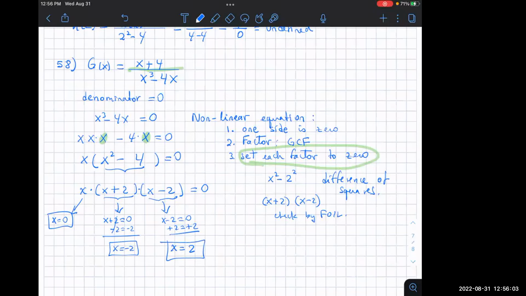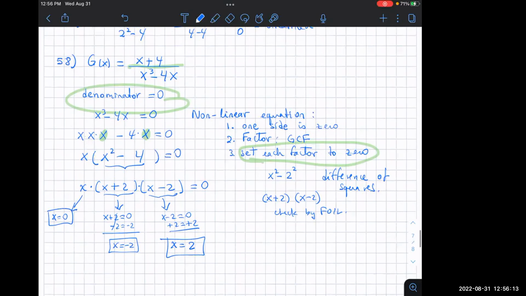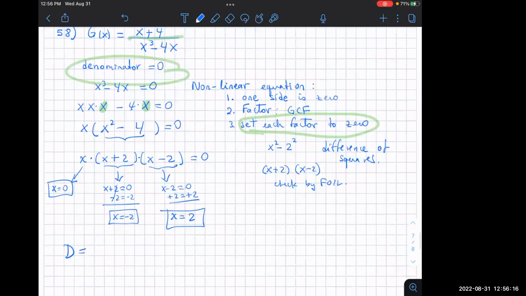Okay, so 0, -2, and 2 make the denominator 0. So that means that 0, 2, and -2 cannot be in the domain. So what is the domain? Sorry, why was x equals 0?